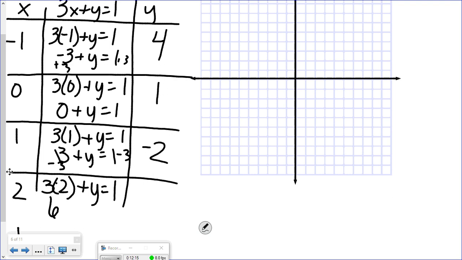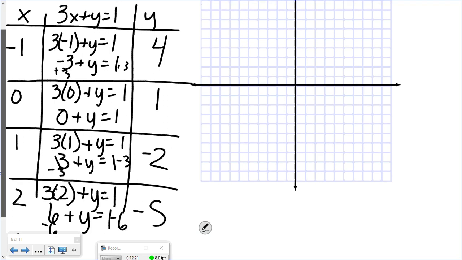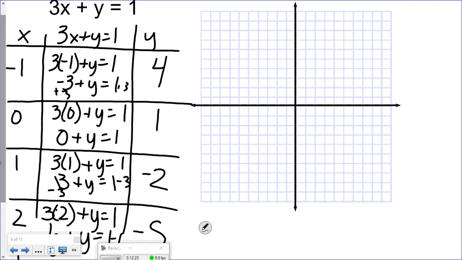3(2) plus y equals 1. So 3 times 2 is 6. 6 plus y equals 1. Subtracting 6 gives a negative 5. If you look, you can see a pattern starting. This is going down by 3 every time. So I noticed my pattern should be pretty good.